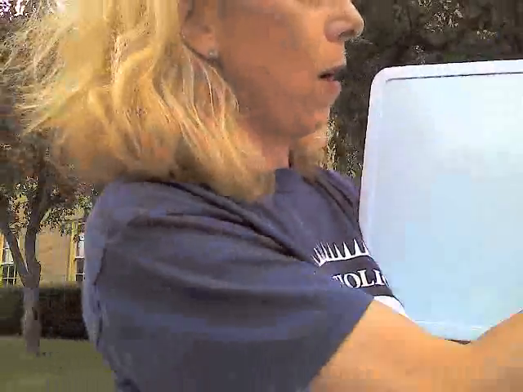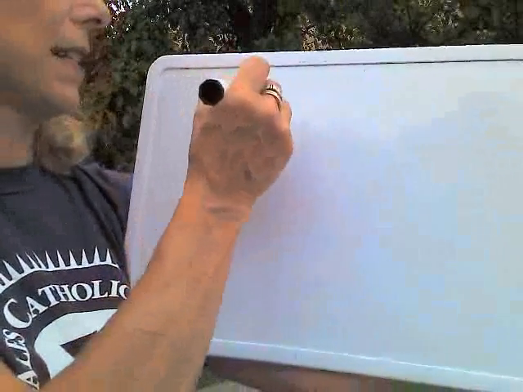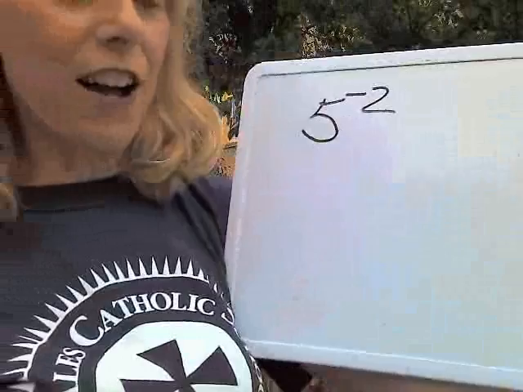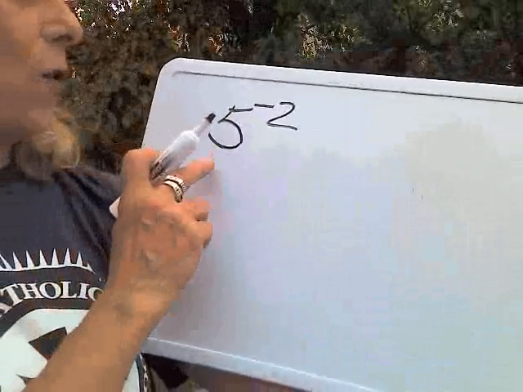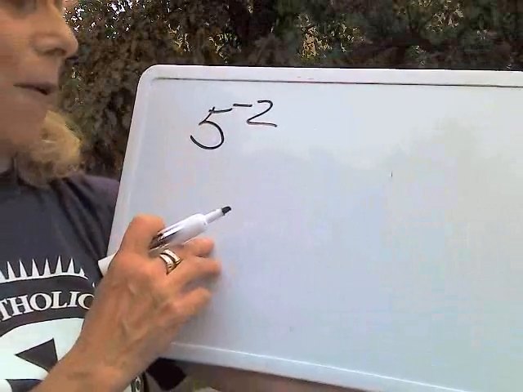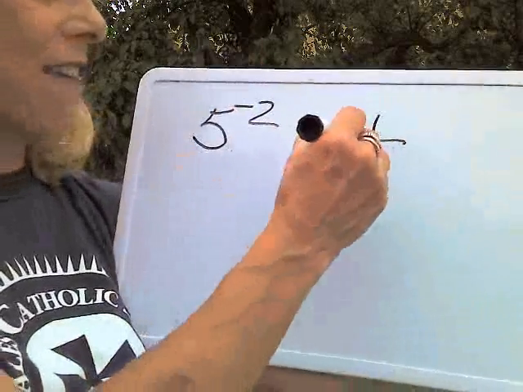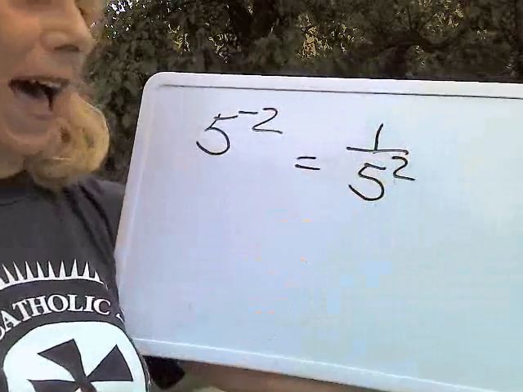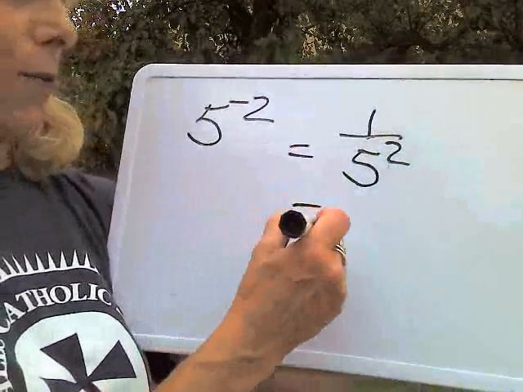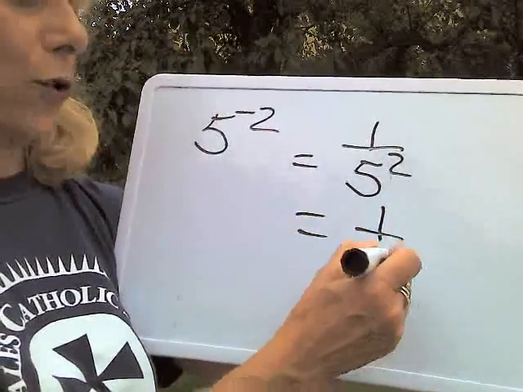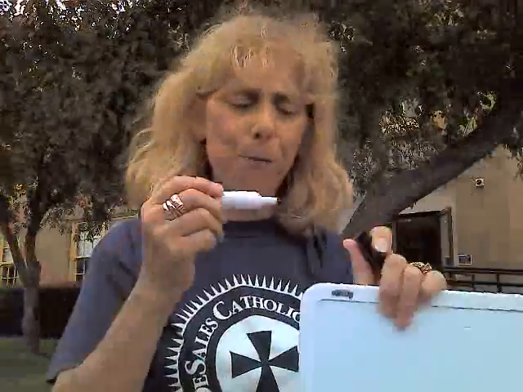Last rule, writing a negative exponent as a positive. Dive under, and let me tell you what I mean. If you have 5 to the negative second power and you want to write it positively, you simply dive it under and you've got a positive exponent, which equals 1 over 25. Very powerful stuff.